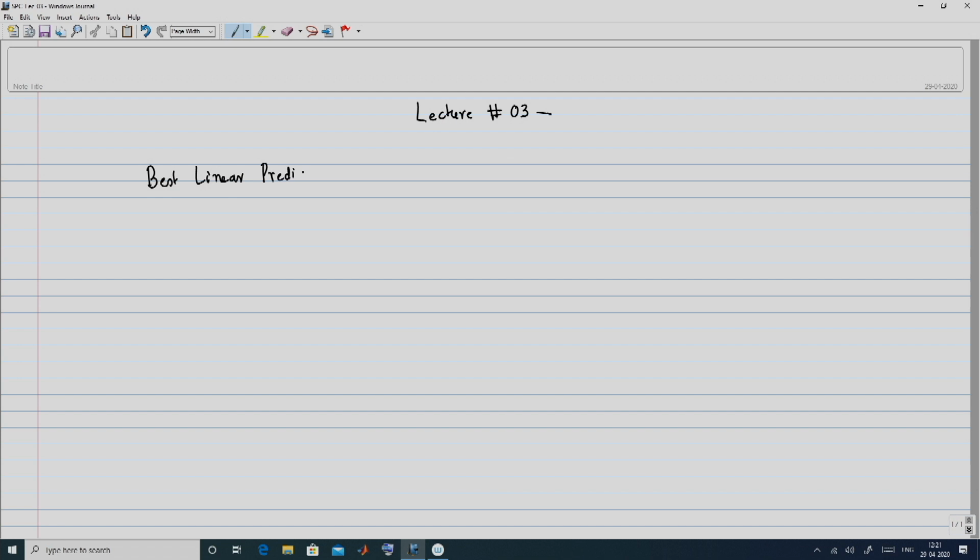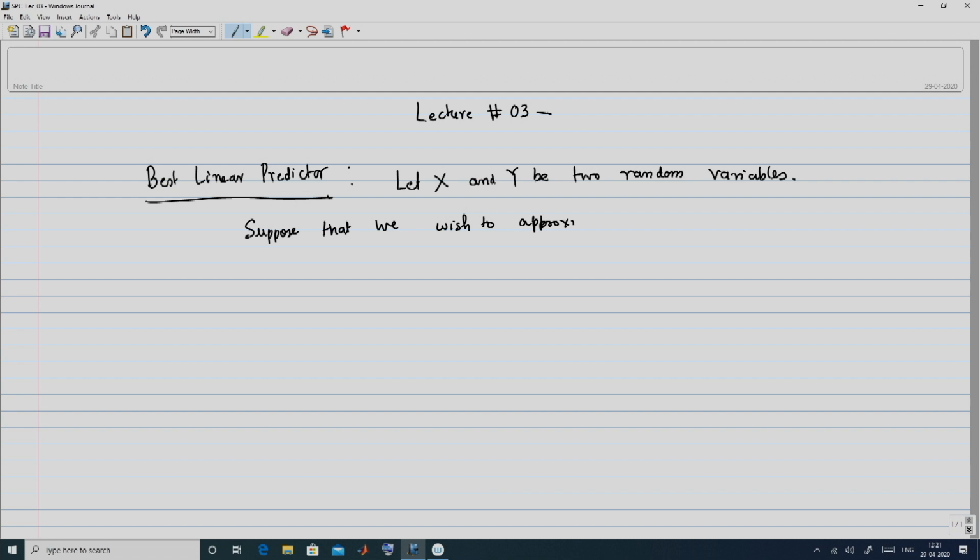So, this best linear predictor, as the name itself suggests, is about using some linear function as a predictive tool. So, accordingly I begin with: let x and y be two random variables. Suppose that we wish to approximate the random variable y using some linear function beta x plus alpha of the random variable x.